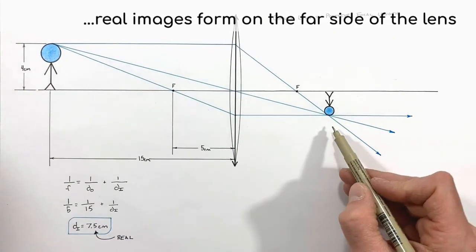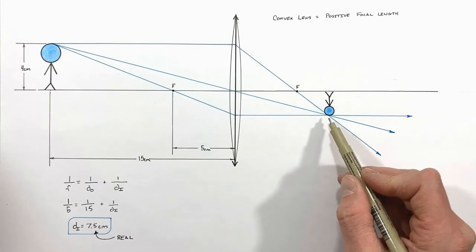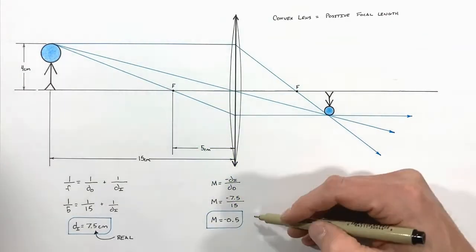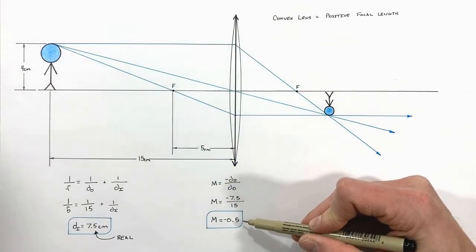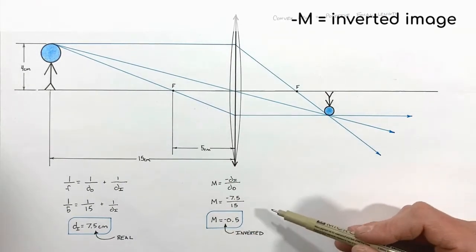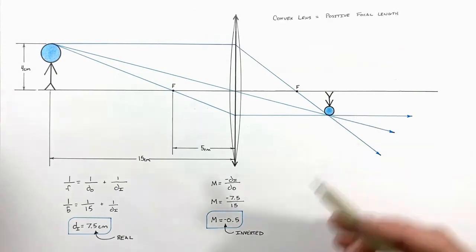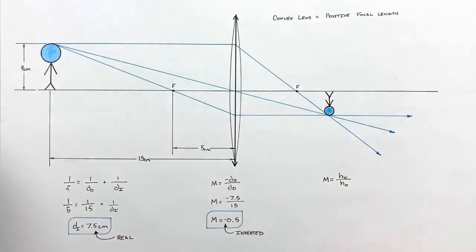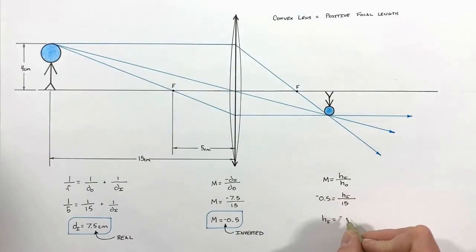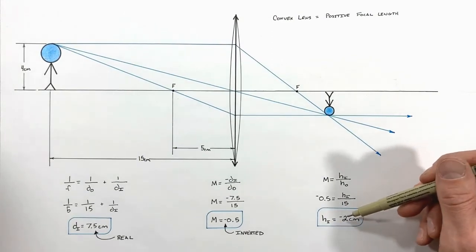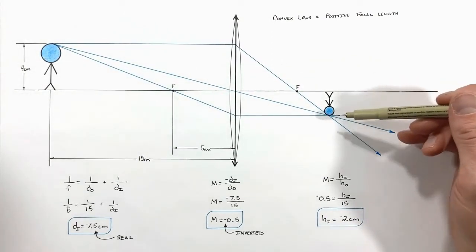Next, let's use the magnification equation to solve for the magnification of this image. And this magnification is negative, which means the image is inverted. And last, let's go through and solve for the actual height of the image. Using the magnification and the height of the object, we find the image is -2 centimeters. Again, that negative simply means that the image is inverted.